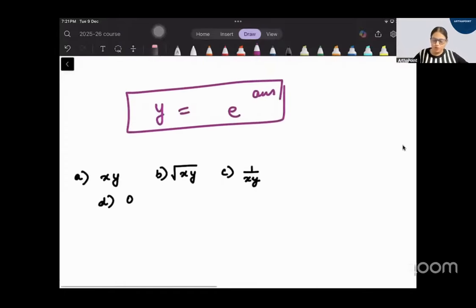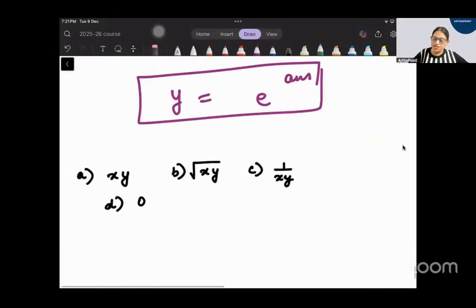But पूरा solve करोगे, you will notice that the answer is actually coming out to be geometric mean. So it's a property. And just remembering this property will be a good thing to be done.